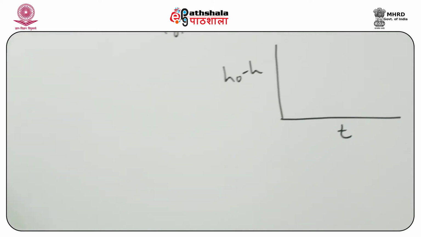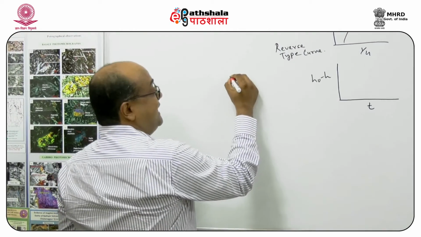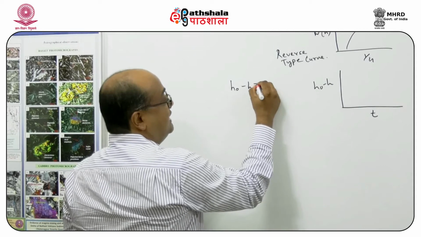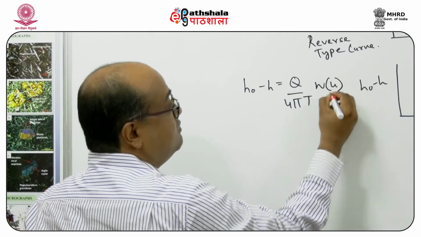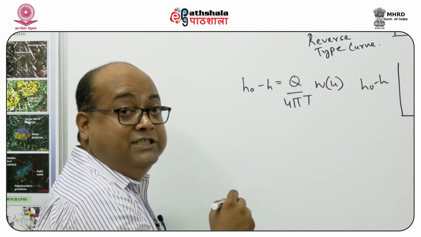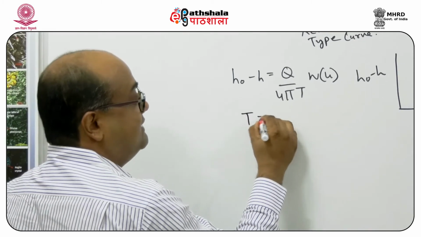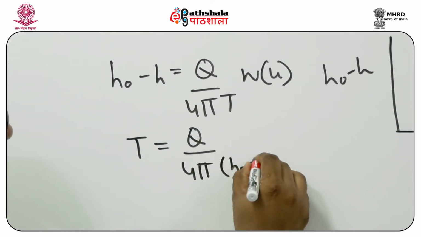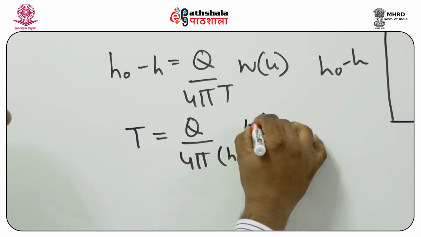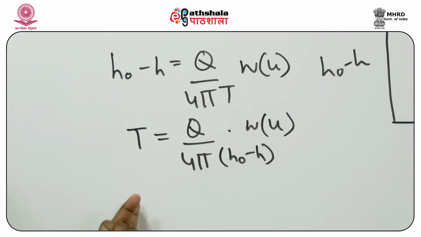Now, going back to the original Theis equation, H0 minus H equals Q by 4 pi T W(u). Here I can rearrange this equation to get the value of T, the transmissivity, which goes like this: T equals Q by 4 pi times H0 minus H times W(u). Once I get the value of transmissivity, I can get the value of storativity.